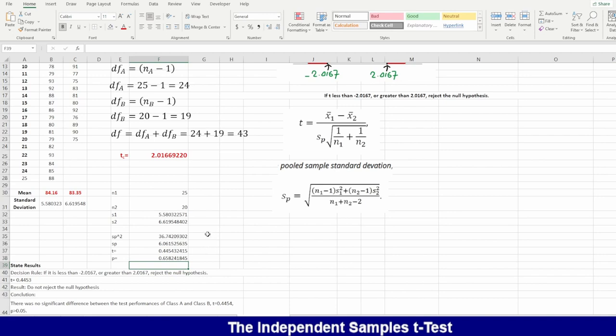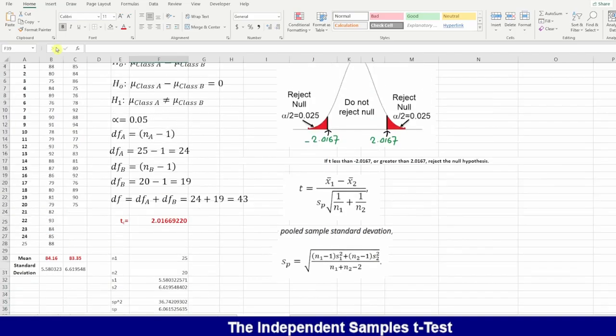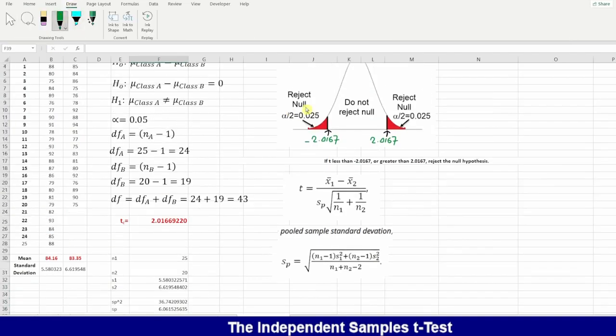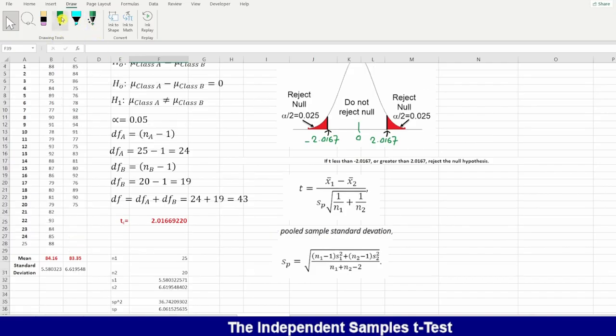Alpha. Now let's find the conclusion. This is the alpha here, somewhere here. This is the alpha. Our t, I found it here, equals 0.445. Okay, 0.445 somewhere here.